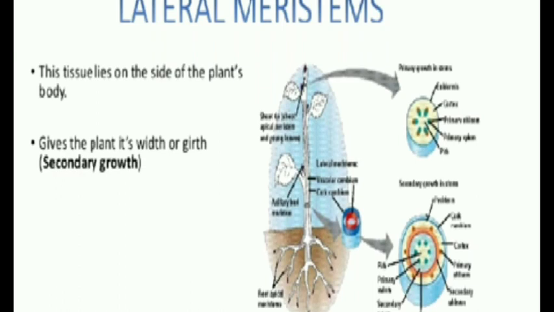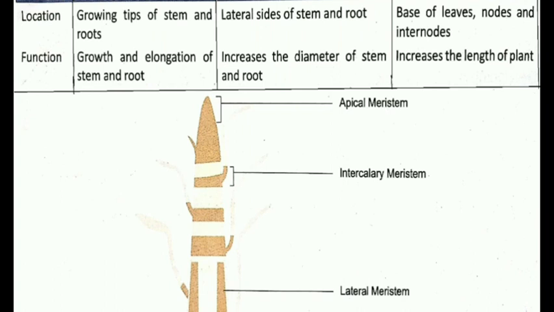Let's do the recap of different types of meristematic tissues. There are three types of meristematic tissues: apical meristem, lateral meristem, and intercalary meristem. As the name suggests, apical meristem is found at the apex of stem and roots, that is, at the growing tips of stem and roots. Lateral meristem is found at the lateral sides of stem and root. Intercalary meristem is found at the base of leaves, nodes, and internodes.